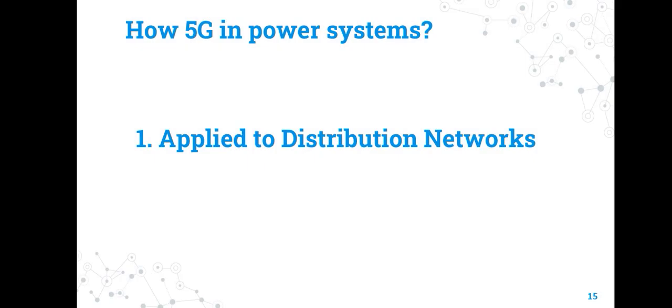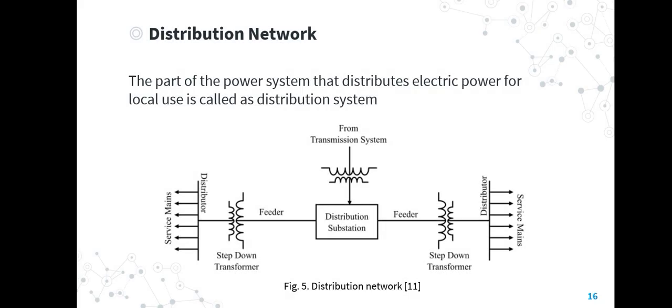Now the first application is that it is applied to the distribution network. So what is a distribution network? A distribution network is a part of power systems which distributes electric power. We have seen this distribution network at the start of the power system slide, and it is responsible for distributing electric power for local usage. And so we could see the main components which are present in the distribution network.